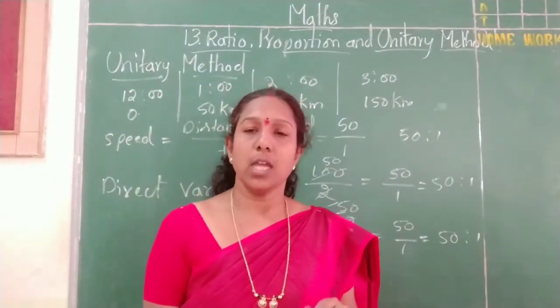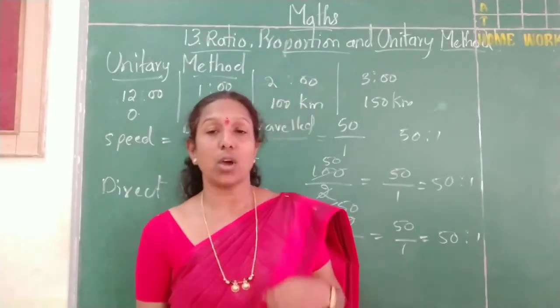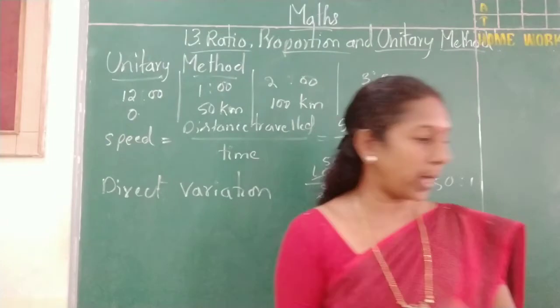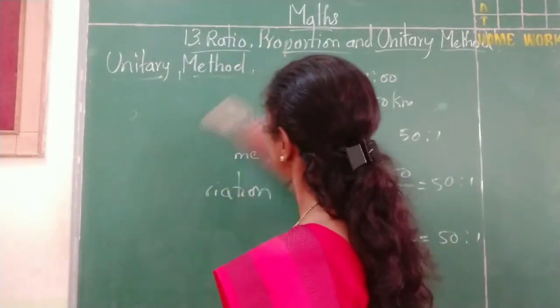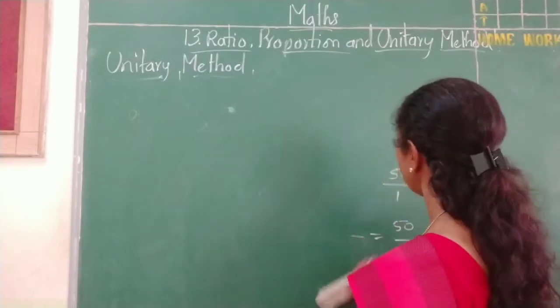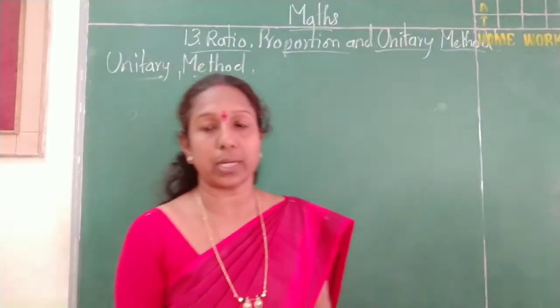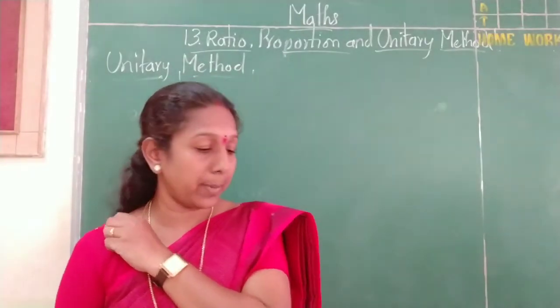Unitary method. Unitary means what? First, we will find the cost or the time or the distance for 1. Unit means 1. To find the value for 1, that is called the unit. Unitary method means we have to find the cost or whatever it is for 1. So that is called the unitary method.